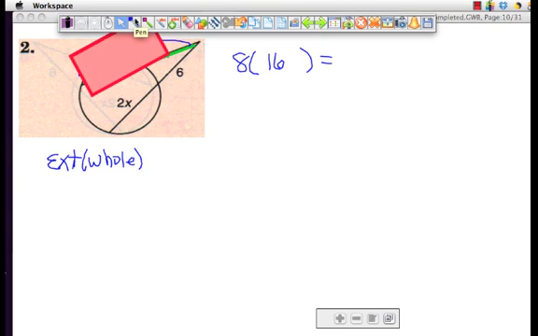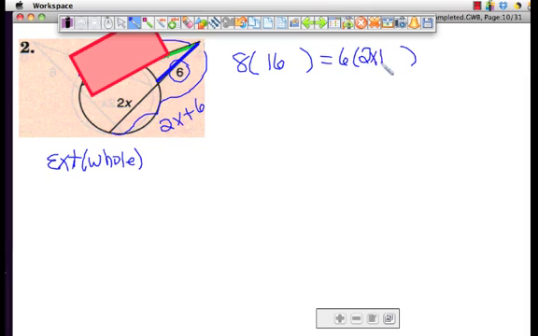Looking at the bottom one, what is on the outside? The 6 is. This outside piece right here. It's really important to see that we're talking about this piece right here, 6, that is on the outside. But the whole piece goes all the way from here to here. And as you put that together, it's 2x plus 6.